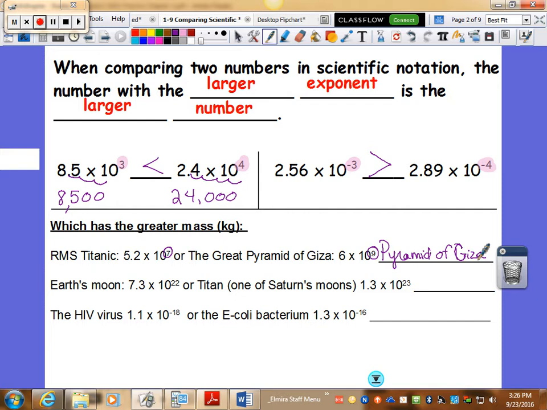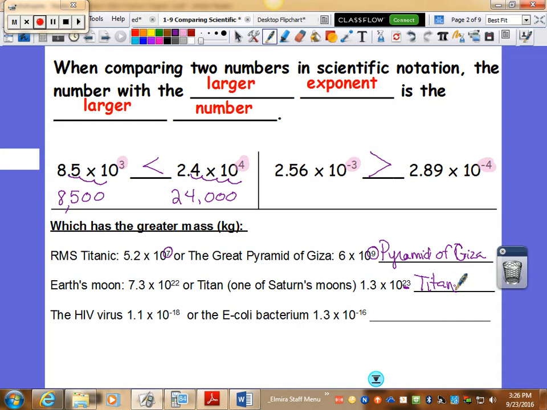Okay. Earth's moon, which is 7.3 times 10 to the 22nd, or Titan, which is one of Saturn's moons, is 1.3 times 10 to the 23rd. Larger exponent for Titan, so Titan wins. It's bigger.